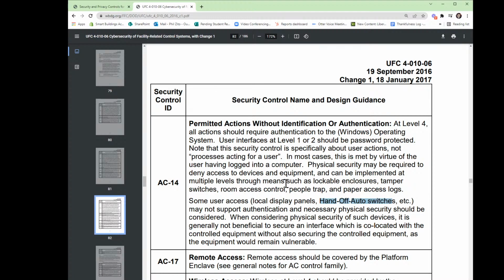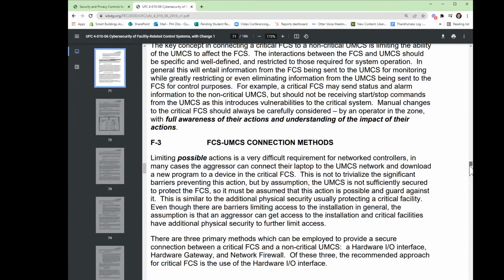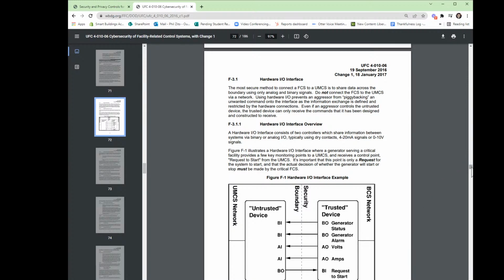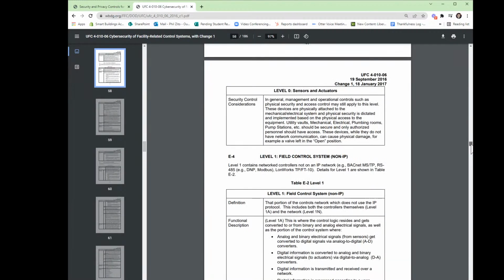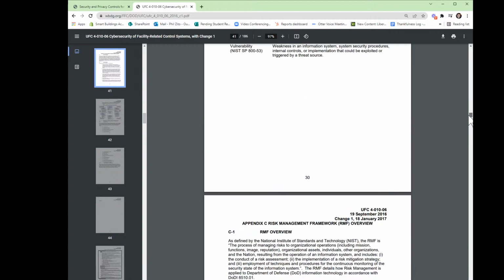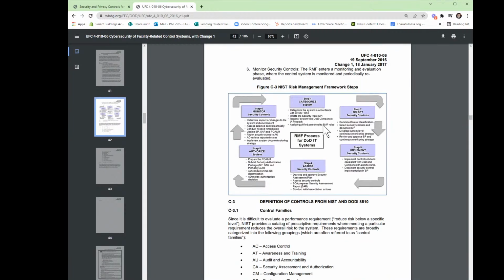So if you are sitting there and you're working with a customer and they're like, I want to secure my building automation system, how do I do this? UFC is a really nice place to start, and it's something we're actually going to be potentially creating a course for down the road. But if I go here and we look, where's the RMF? There it is.